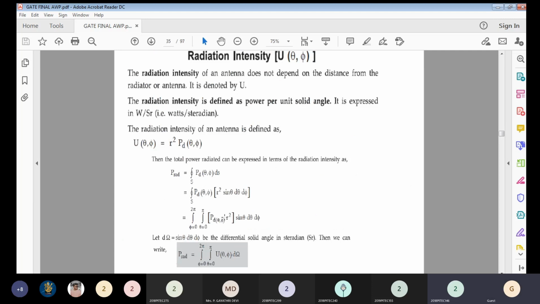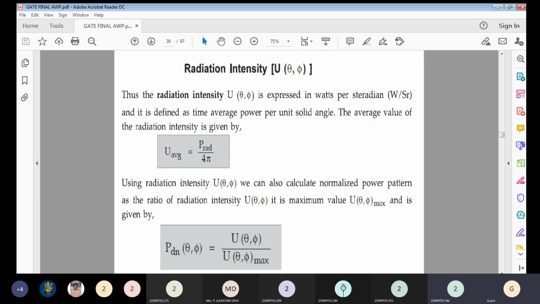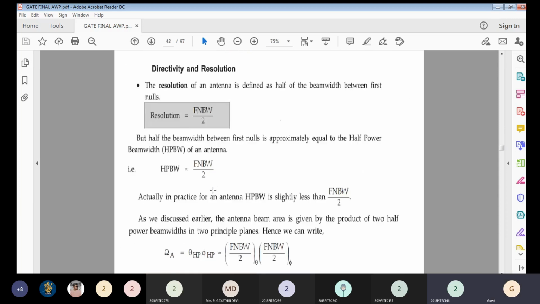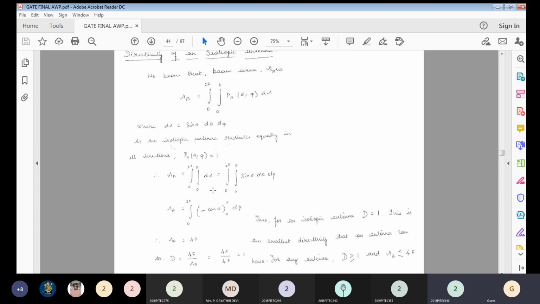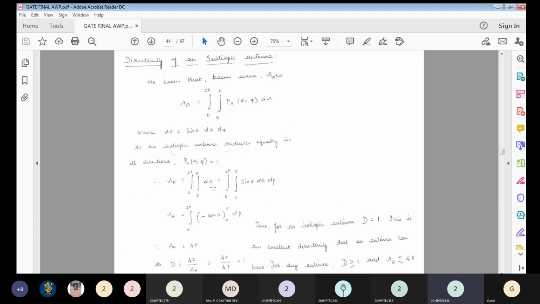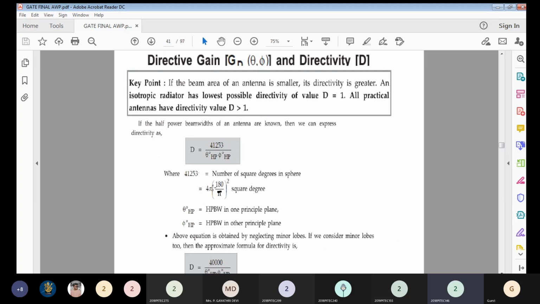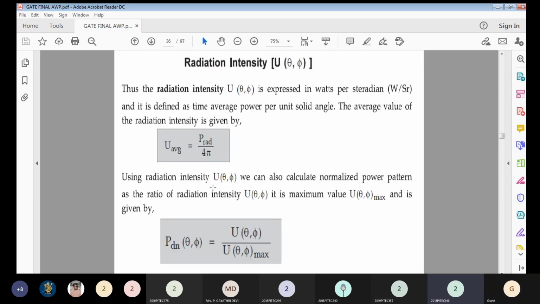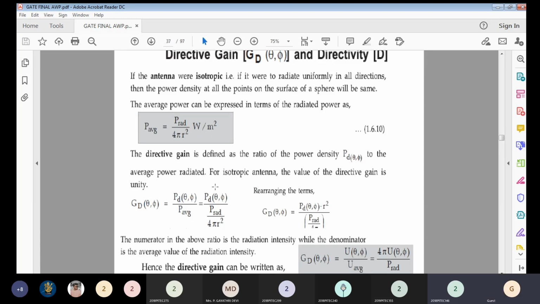Next you have to concentrate on radiation intensity. We have a clear formula for this: radiation power is the integral of phi equal to 0 to 2 pi, theta equal to 0 to pi, of U of theta comma phi d omega. And this is the formula: U average equal to P radiation by 4 pi. One second, I will show you.